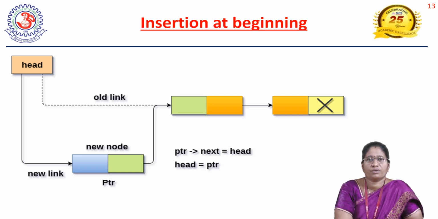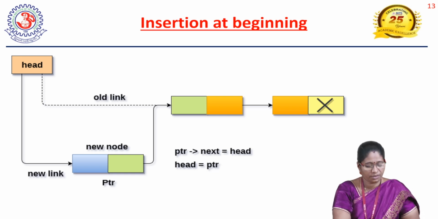Okay, so you have to do two simple steps. The first step is that your new node's next should point to the existing head. Later, you have to make your head point to the new node. That is called head is equal to pointer. If you make these simple connections, automatically your new node is added into the first place of your list. That is called insertion at the beginning.